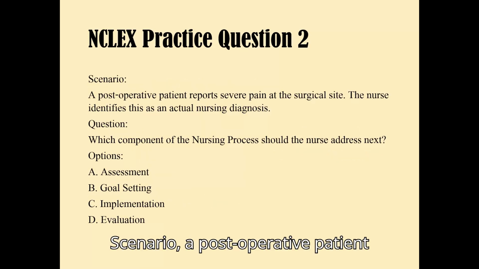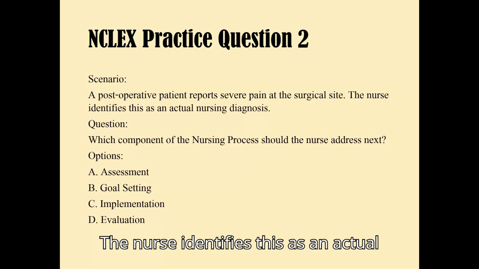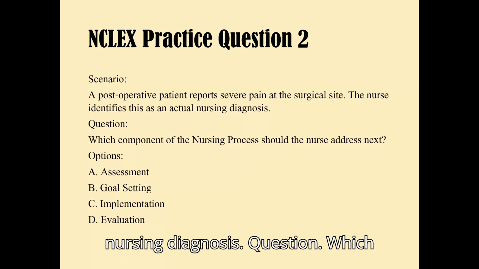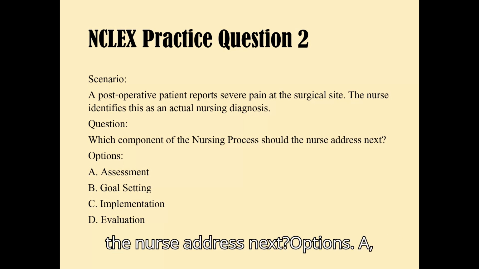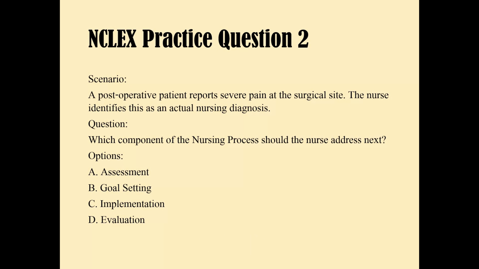Scenario: a postoperative patient reports severe pain at the surgical site. The nurse identifies this as an actual nursing diagnosis. Question: which component of the nursing process should the nurse address next? Options: A. Assessment. B. Goal setting. C. Implementation. D. Evaluation.